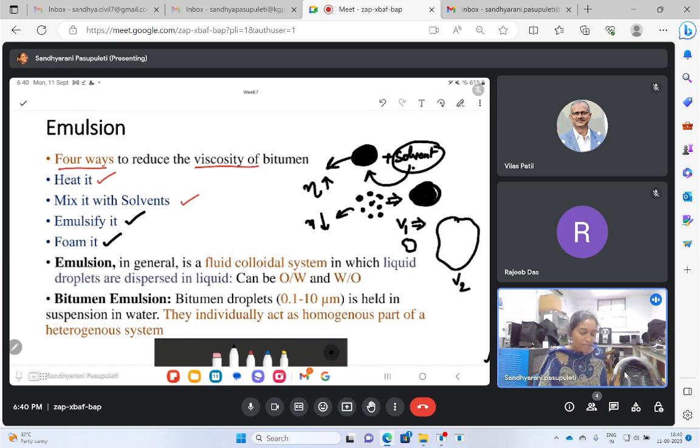So what will happen if I increase the volume of the bitumen? Let us say I can add some chemicals and make the volume more. If there is more bituminous volume available, then the aggregates can be coated very quickly. But we are not going to discuss foamed bitumen. Mixing it with solvents is nothing but the cutback bitumen. Emulsifying it is nothing but the emulsion.